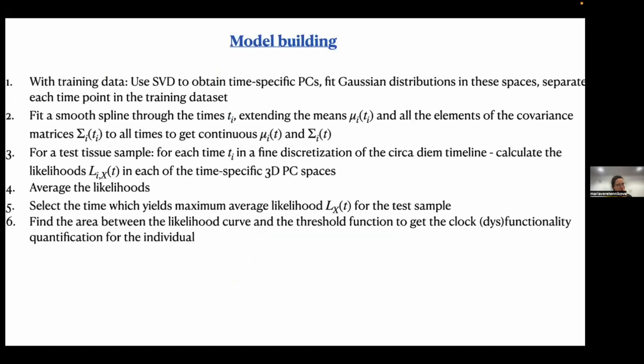So here I have this all written down. We use SVD, singular value decomposition, to obtain time-specific principal components, fit Gaussian distributions in these spaces, fit a smooth spline through the times for which we have data in the training data set, extend the means and all elements of the covariance matrices, get a continuous mean and covariance matrix, take the new test biopsy data, calculate the likelihoods, average them, and select the time that gives the maximum likelihood as the time that the biopsy was taken.